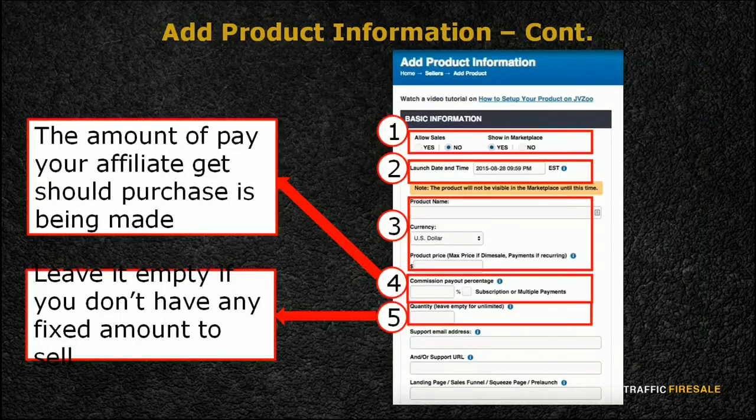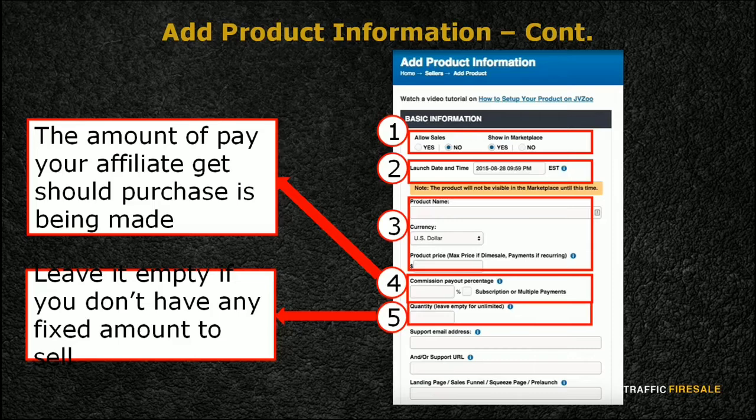The first section asks you to confirm whether you would allow or disallow sales to your products. Let's assume that you allow sales and you wanted it to be shown in the marketplace. Don't forget to set the launch date and time of your product. As indicated, your product will not be visible in the marketplace until this date and time are set. Next, enter the name of your product, the main currency you're using, and of course, the price of the product.